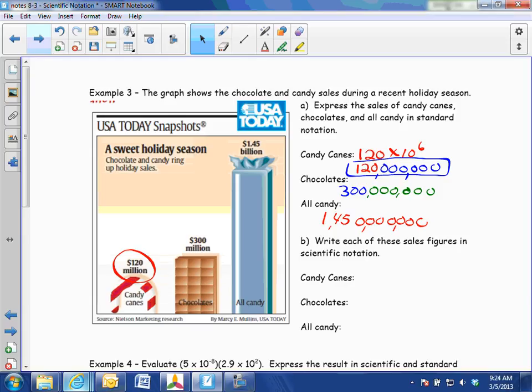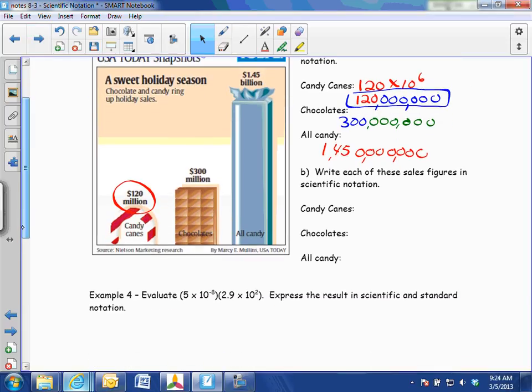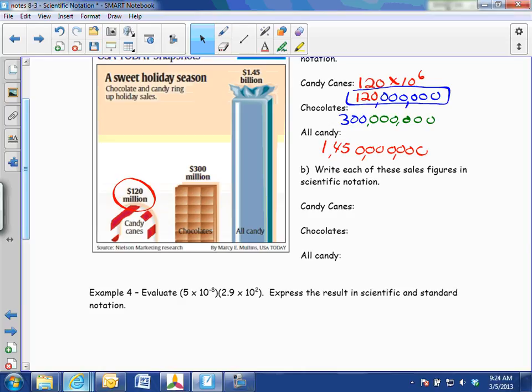Okay, is anybody confused by that last one? Very good. Okay, then it asks us to write the scientific notation. So candy canes. Remember, we wrote it at the beginning here as 120 times 10 to the 6th. If I just started with this one and put it in scientific notation, how could I change it?